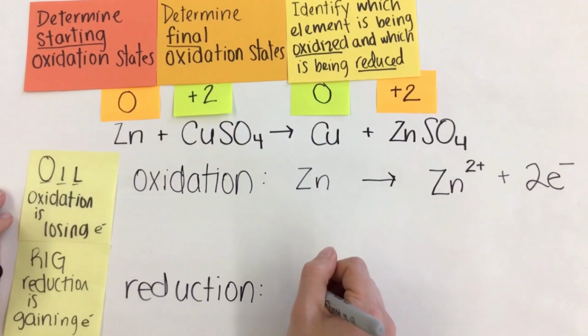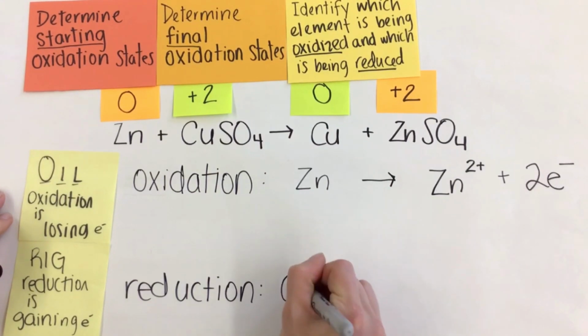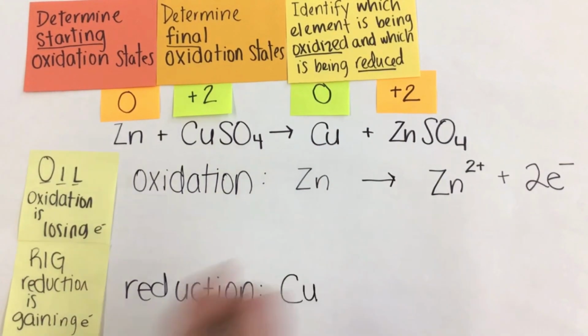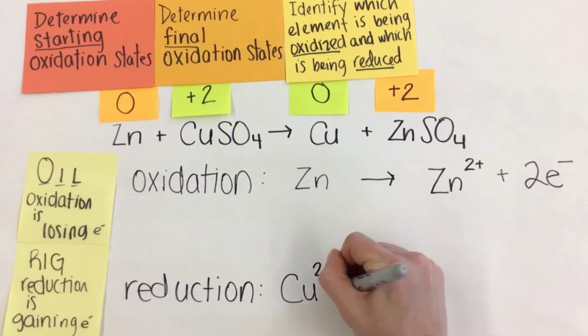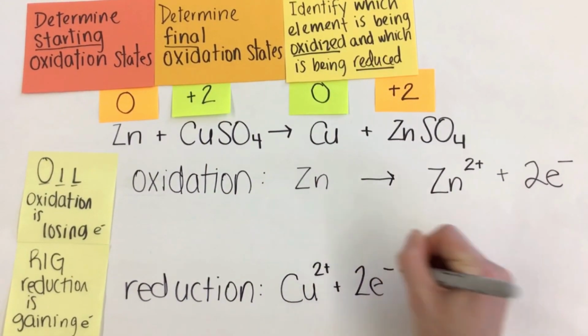For reduction, I'm going to notice that copper is going from having an oxidation state of +2 to an oxidation state of 0. It is reducing its charge because it is gaining electrons.